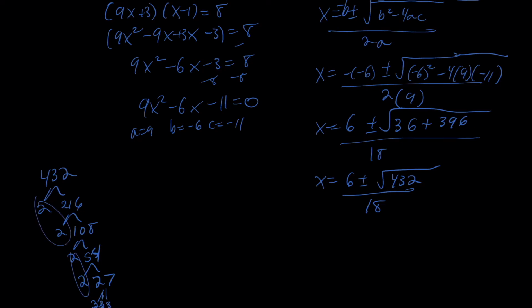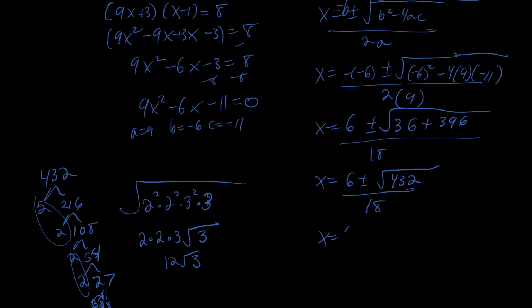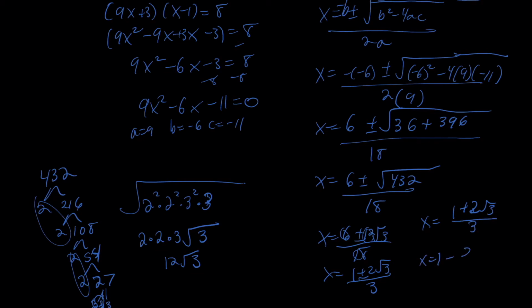So I group things by their squares. So I've got 2 squared times 2 squared times 3 squared times 3. If I was to take the square root of this, I would get 2 times 2 times 3, square root of 3, so 12 square root of 3. So x equals 6 plus or minus 12 square root of 3 over 18. All these have a factor of 6, so x equals 1 plus or minus 2 square root of 3 over 3. So my final x's are 1 plus 2 square root of 3 over 3 and 1 minus 2 square root of 3 over 3.